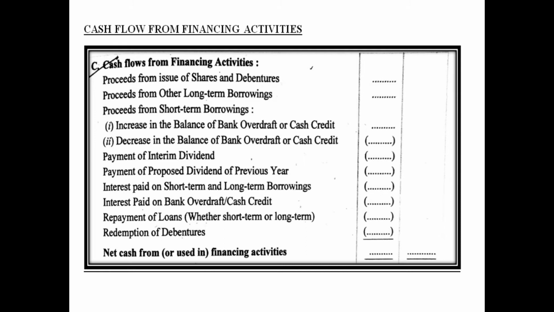So after adding all the cash inflows and deducting all the cash outflows from financing activity, in the end we will be getting net cash from, if it is a positive balance, or used in, if it is a negative balance, financing activity. So this was the format for financing activities only.